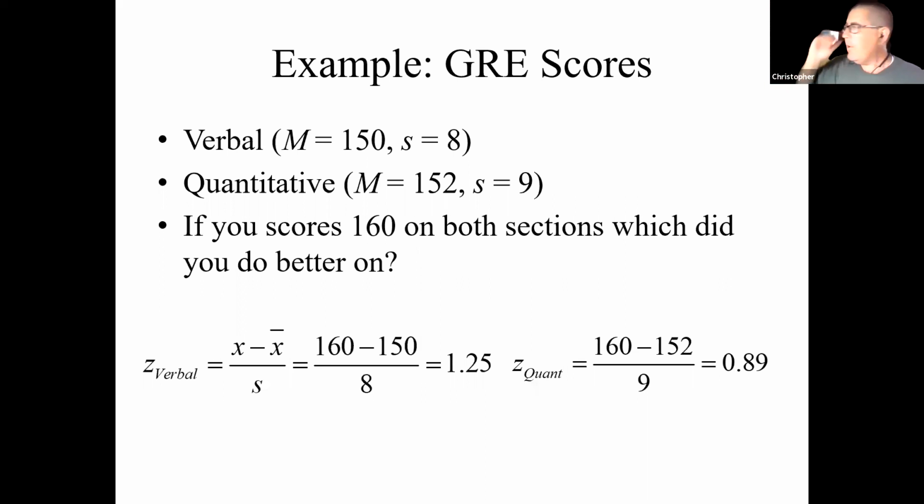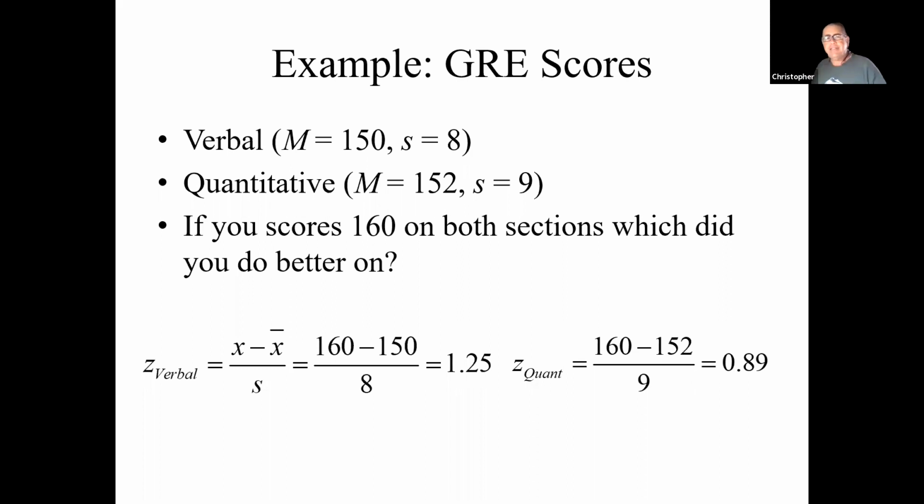Let's take a look at what that means in terms of these raw scores. So let's say you scored 160 on both sections. You might think right off the bat, oh, I did just as well on one section as I did on the other, but that's actually not the case. That 160 means different things when we're talking about different scales. It would only mean the same thing if both sections had exactly the same mean and exactly the same standard deviation. So if you scored 160 on both sections, which section did you do better on?